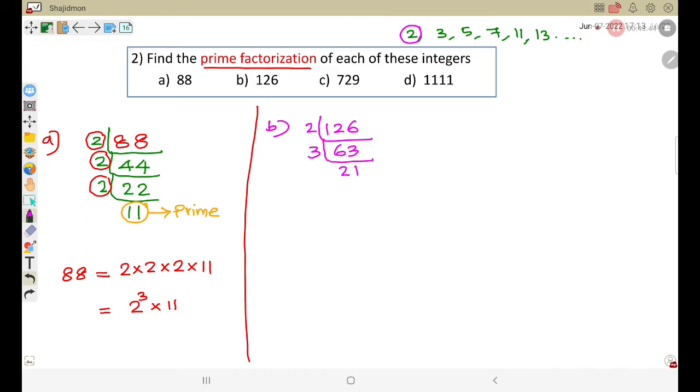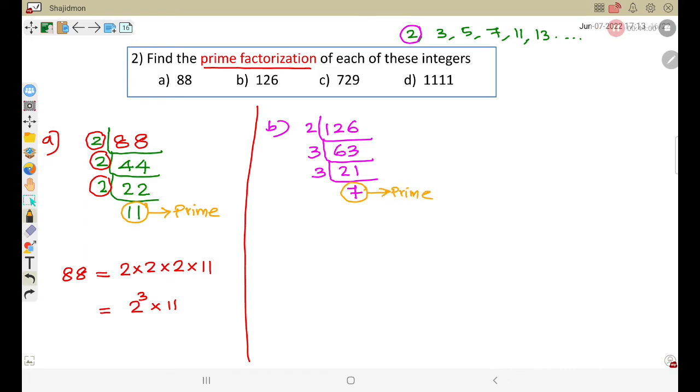Now can we divide 21 by 2? No. So what do we do? Divide by 3, that gives 7. Now is 7 prime or not? Yes, it is a prime number. So we can stop there. So what do we do?